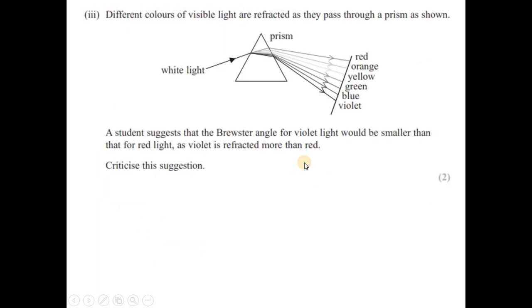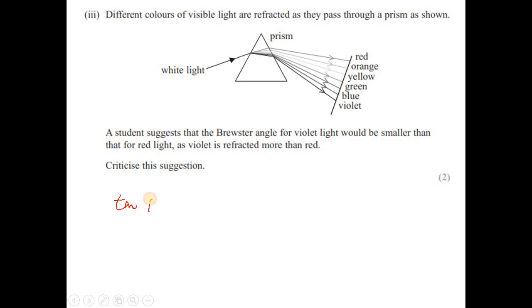Different colors of visible light are refracted as they pass through a prism, as shown. This is the dispersion process. White light is splitting into its components, making the 7-color rainbow, VIBGYOR or ROYGBIV. A student suggests that the Brewster angle for violet light would be smaller than for red light, as violet is refracted more than red. Criticize this suggestion.